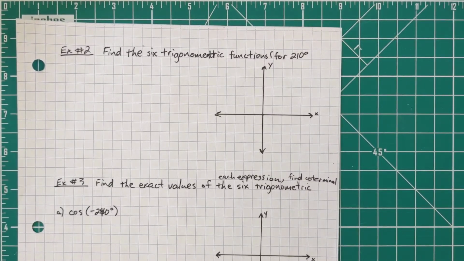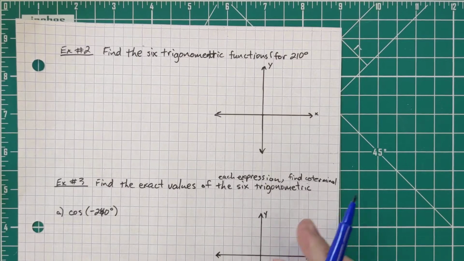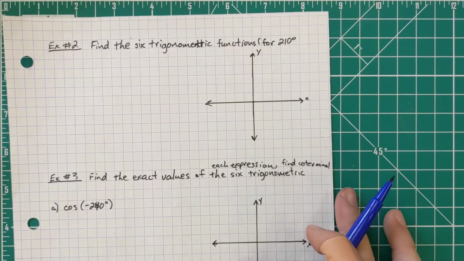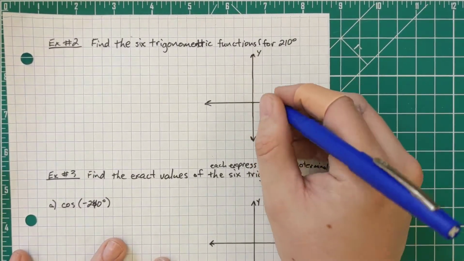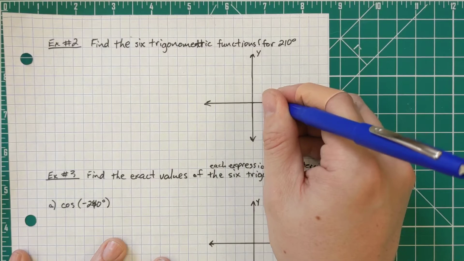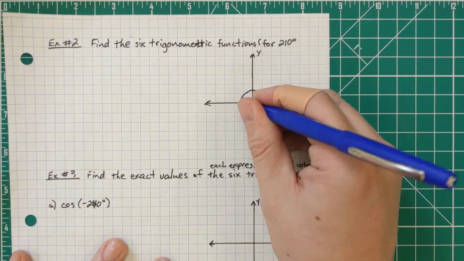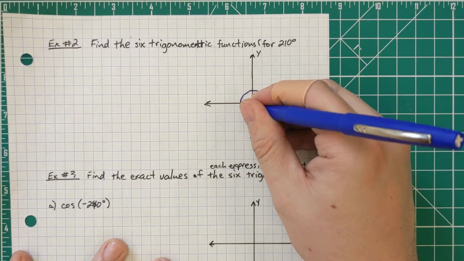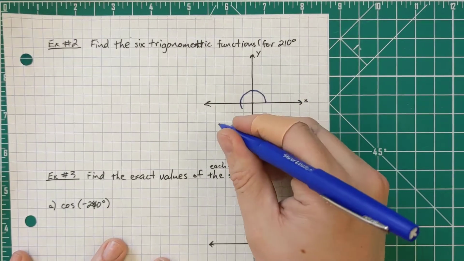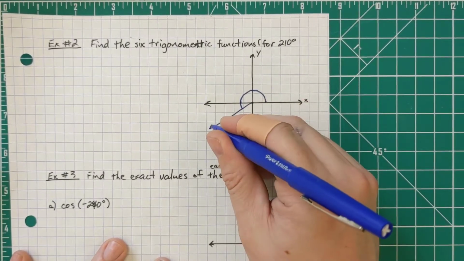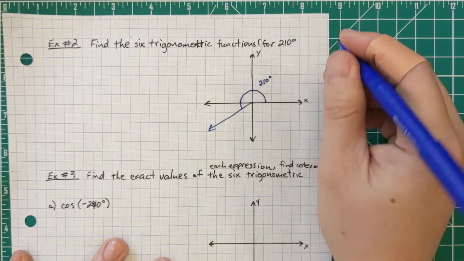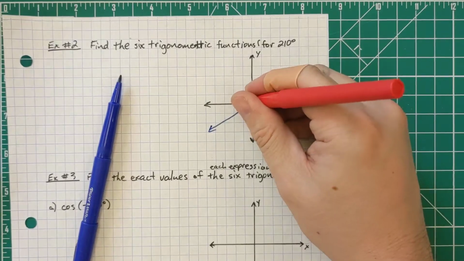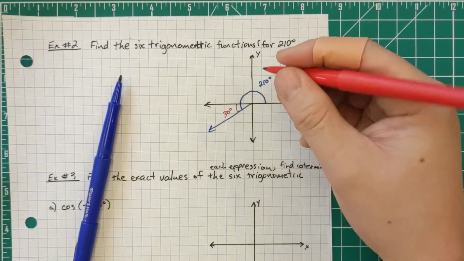All right, on to example 2. So for example 2, we want to find the 6 trigonometric functions for 210 degrees. So that means, if I go around, remember 90, 180, well, 210 is going to be a little bit past 180. It's going to be somewhere like that. So here's my 210 degrees. My reference angle will be 30 degrees.